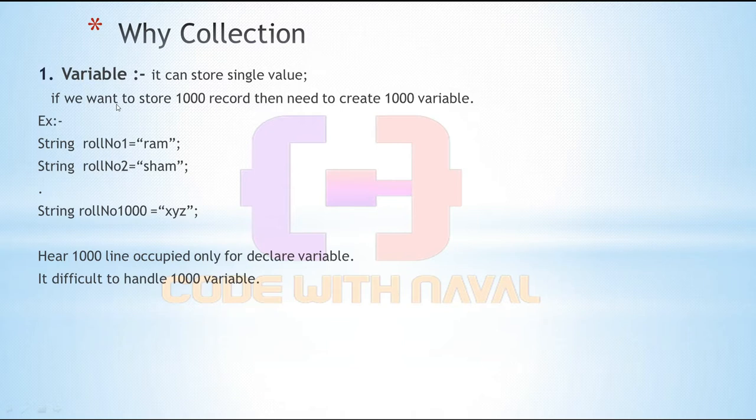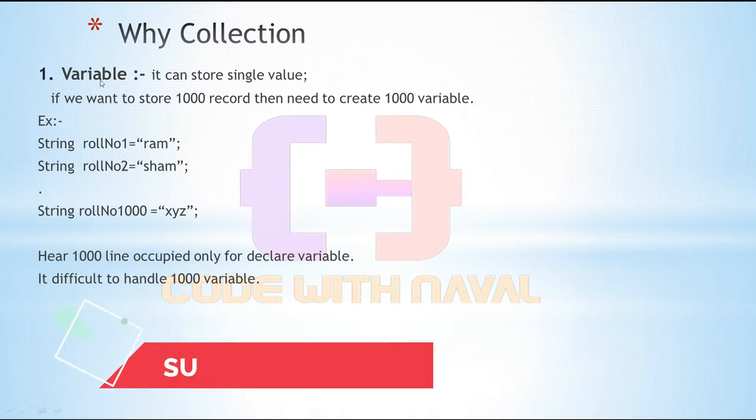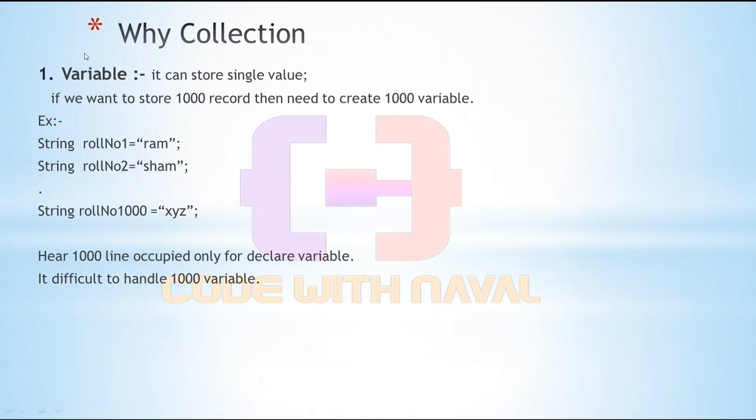But suddenly I get a requirement: I want to store 1000 student records. Then the question is, how can I store 1000 records in variables? It's not impossible, we can store 1000 records, but just declaring 1000 student variables consumes 1000 lines. Then assigning values to those variables consumes another 1000 lines, which means 2000 lines only for declaration and assignment.